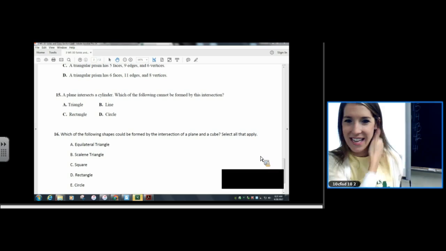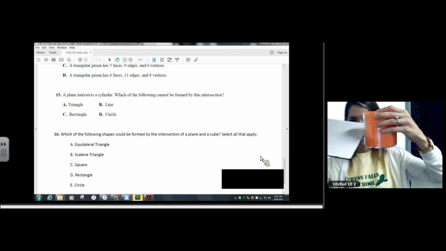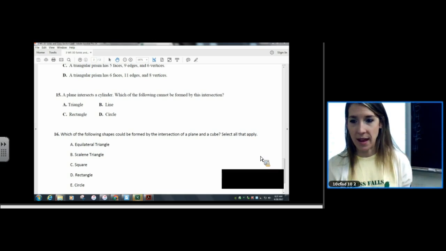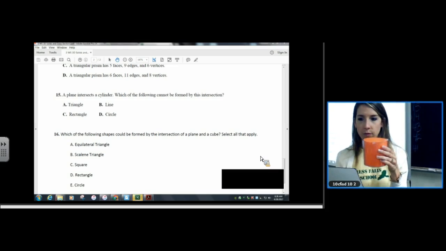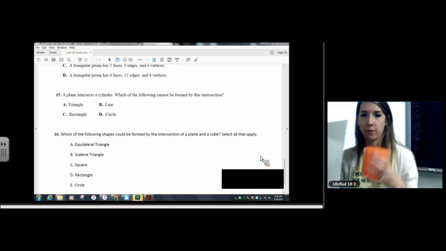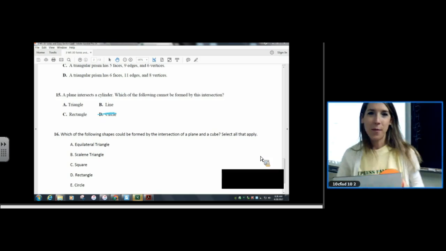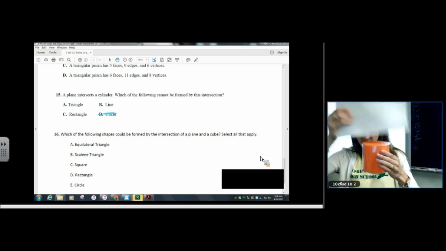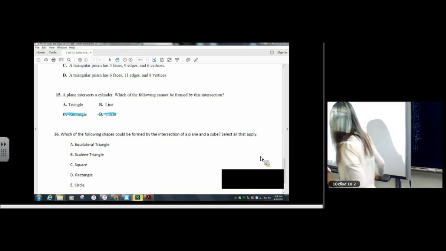All right, 15. A plane intersects a cylinder. Which of the following cannot be formed by the intersection? So we know when a plane intersects a cylinder parallel to its base, we get a circle. We know that when a plane intersects a cylinder perpendicular to its base, we get a rectangle or square.